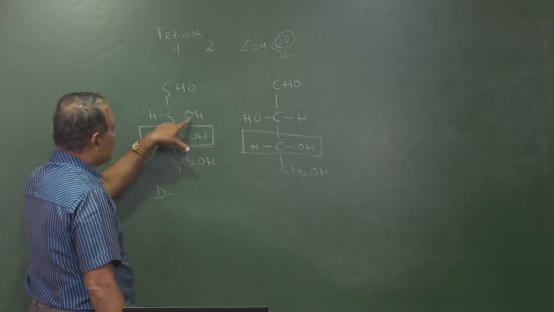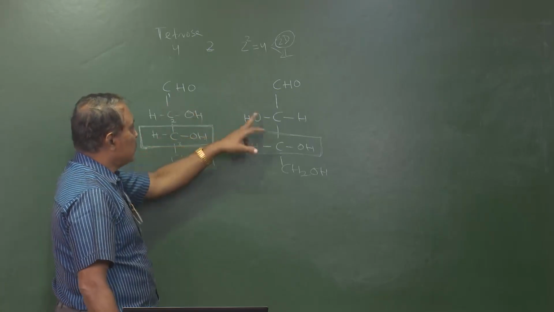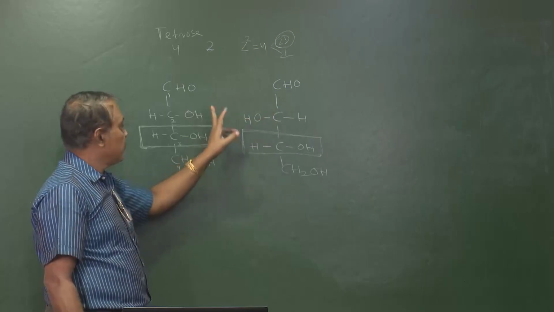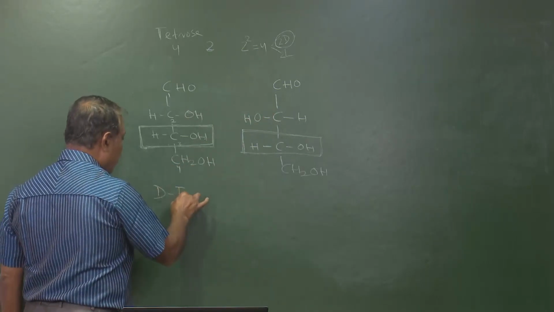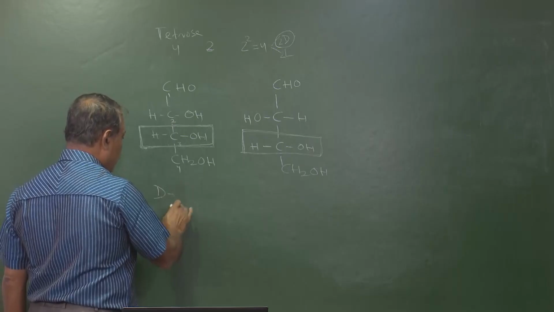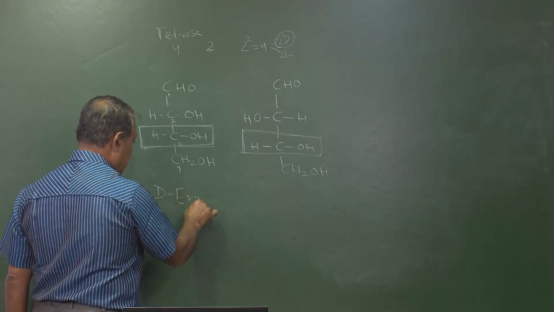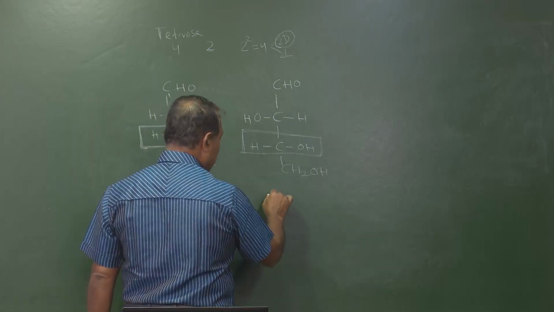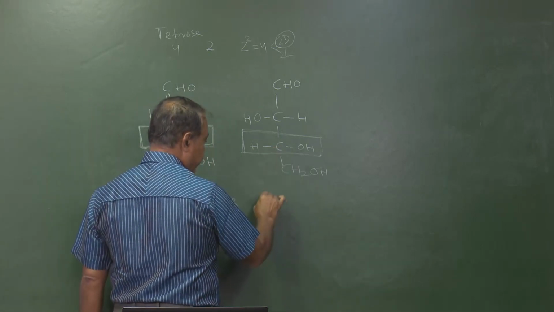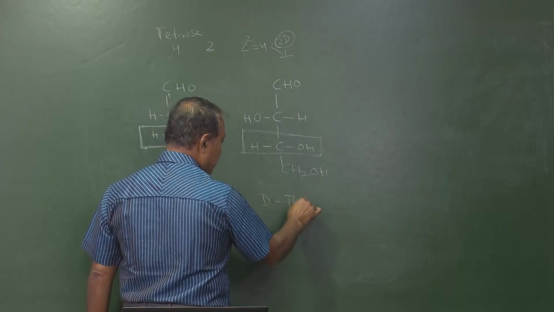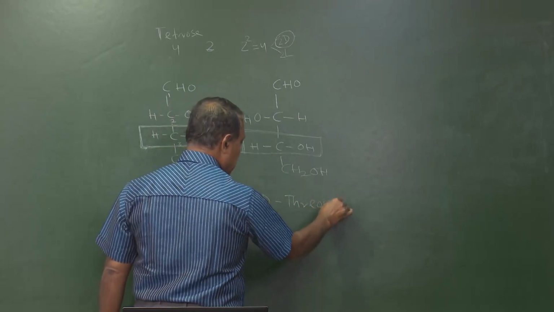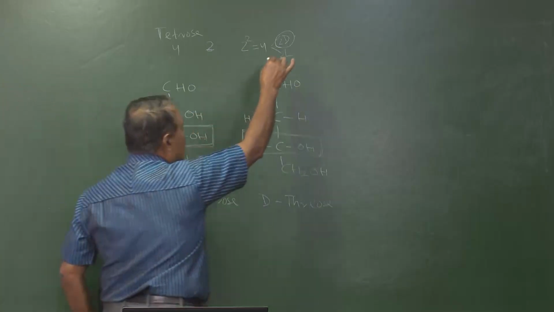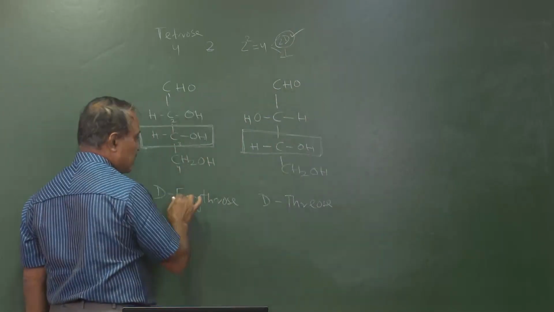Now for this one and this one, you just examine, they are reversed. These 2 are reversed. So this one we call erythrose, and this one, again D, this is D, threose. We are supposed to have 2 D isomers. So these are 2 D isomers.